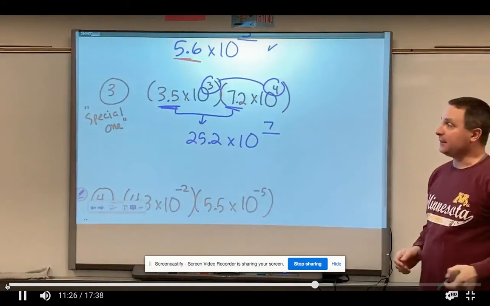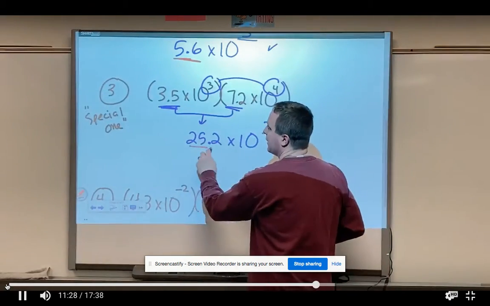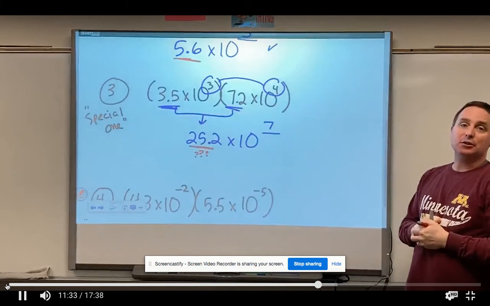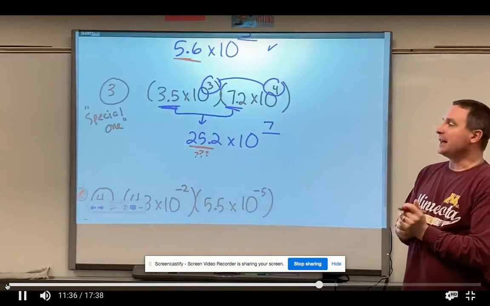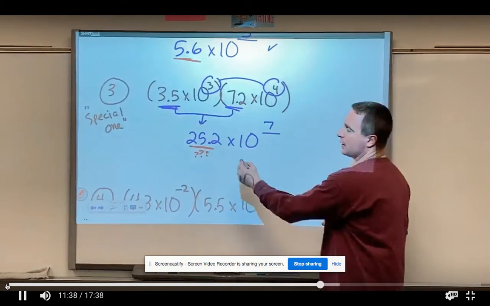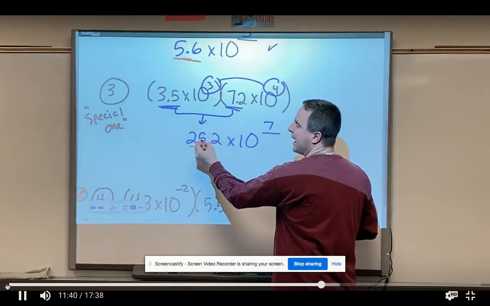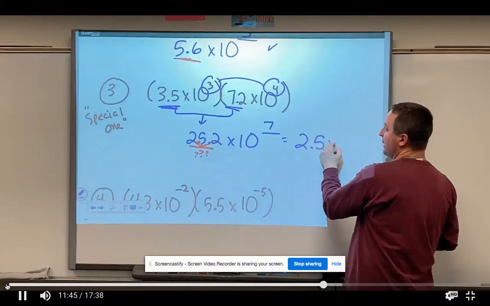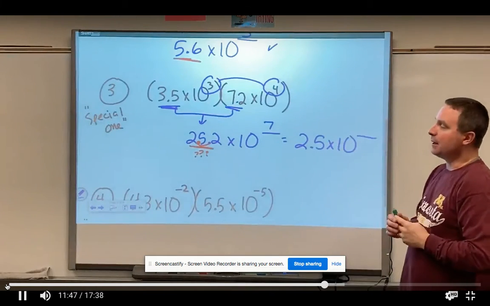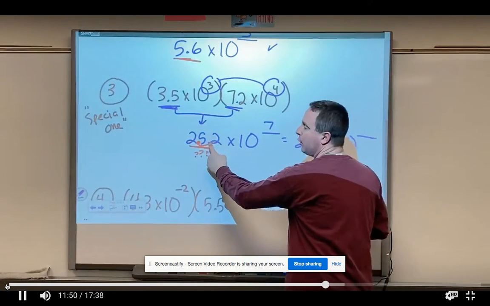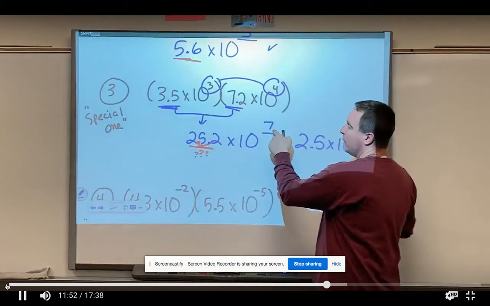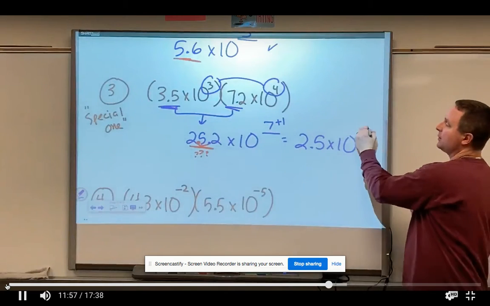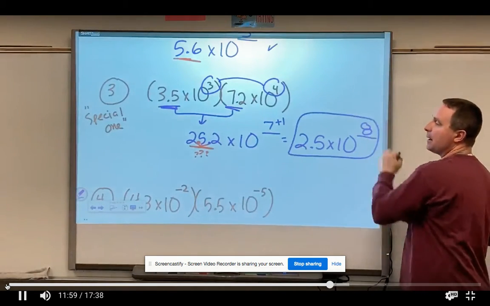Okay. Didn't do anything different, but look at this right here. Is that number between 1 and 10 still? No, it's too big. Okay. Where do we want that decimal point to go? We want it to go between the 2 and the 5. So it should be 2.5 times 10 to some power. Well, I had to move the decimal point over one more time. What does that do to the exponent? I add one more onto it, and it becomes 10 to the 8th power.